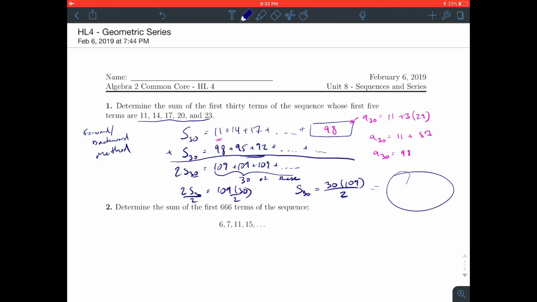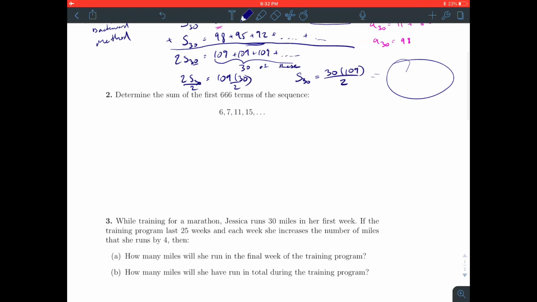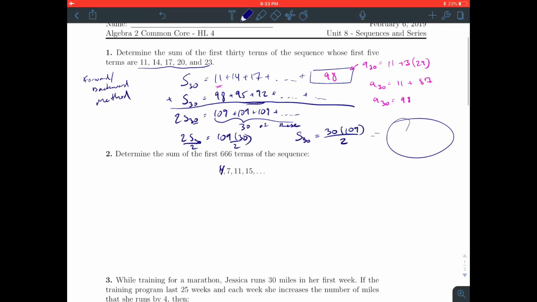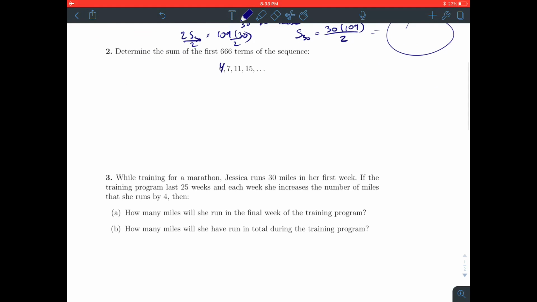Okay, there's a typo on problem 2. Determine the first 666 terms of the sequence. Because this is an arithmetic sequence, the first term should have been 4. Once you make this correction, it solves very similarly to the first one, so I'm going to leave this one for you guys to figure out. Wait, should it have been 4? No, it should not have been 4. It should have been difference of 4, so it should actually be 3, excuse me.